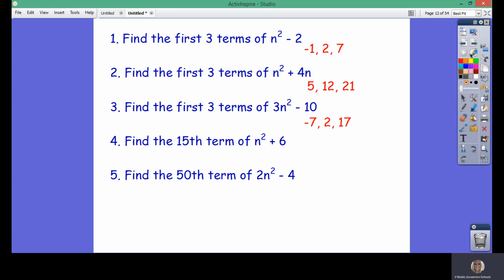Okay, same with the bottom one here. So I would do 50 squared times that by 2, subtract 4. Okay, hopefully you got those right. If not, go back and have another little look. Listen to the examples and see if you can see where you've gone wrong.